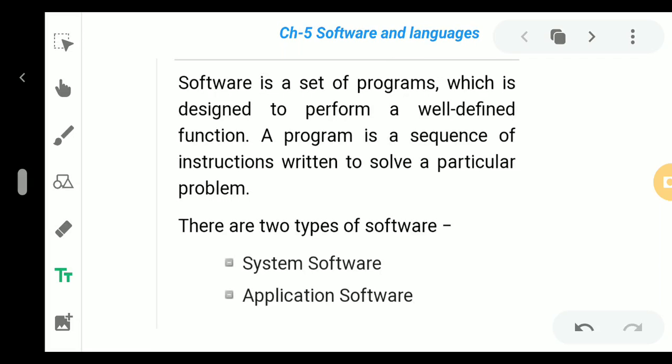Today we will start chapter number 5, that is software and languages. First of all, we need to understand what software is. It's a set of instructions. Software is a set of programs. A program is a combination of instructions given to the computer to perform a particular task. So software is a set of programs designed to perform well-defined functions.